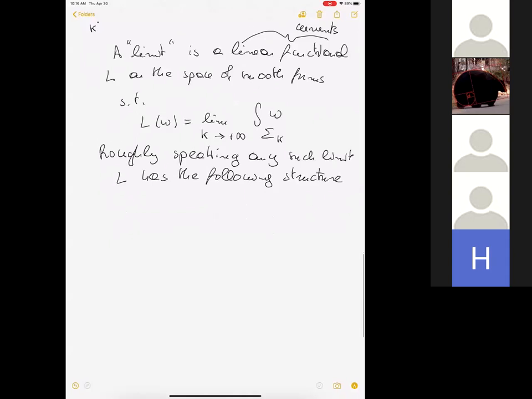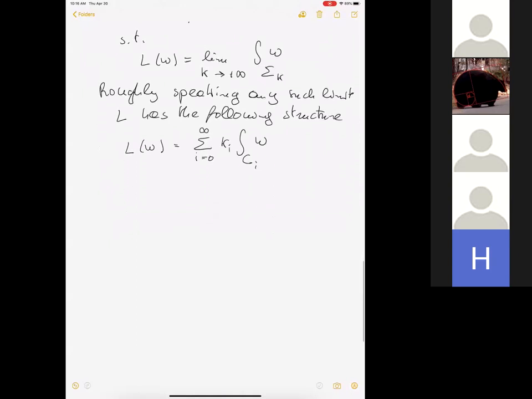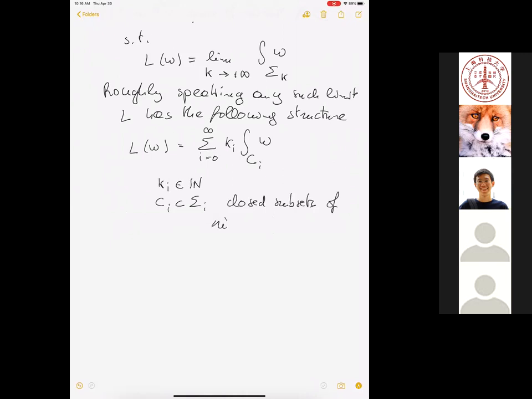So if you wonder what L of omega is going to be, L of omega is actually going to be some series with some integer coefficients k_i, and I integrate over some sets psi_i forms omega. And so the k_i are integer, and the c_i are inside some sigma_i closed subsets of oriented C1 surfaces.